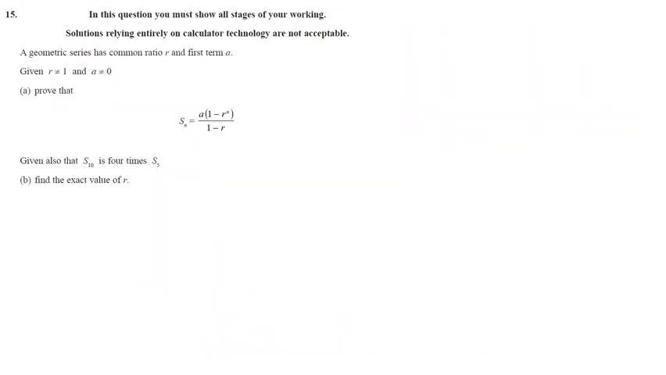Okay, next one, geometric series. So what we've got to do is prove the sum formula. This is a standard thing that you might remember doing when you first were introduced to this. So the sum of a geometric series: the first term is a, and then every term in a geometric series is just multiplying by r.